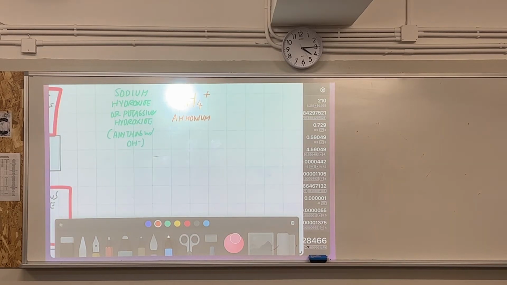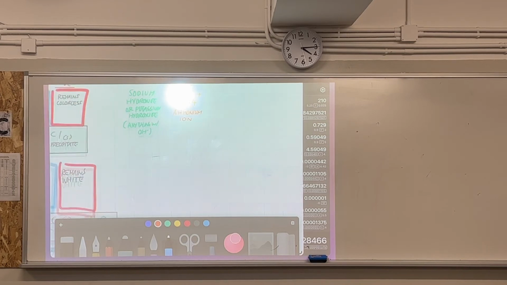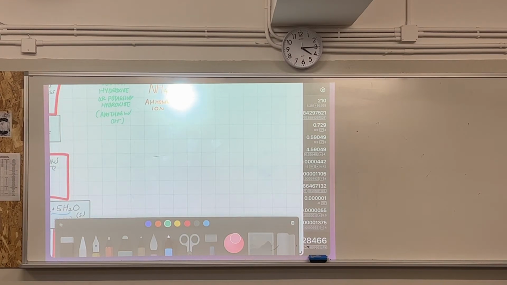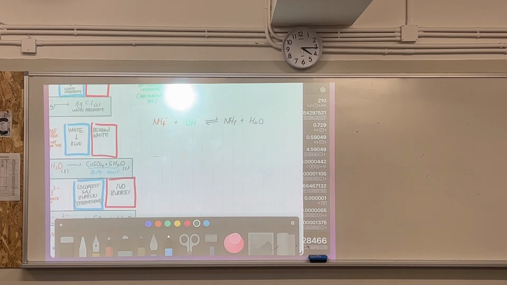Before we write down the positive results, I want you to copy this equation first. When ammonium ion reacts with hydroxide ion, 2 products will form. A pair of products will form. Can anyone tell me what these products are? NH4 plus, sorry, this is NH4 plus. NH3 and H2O, water.